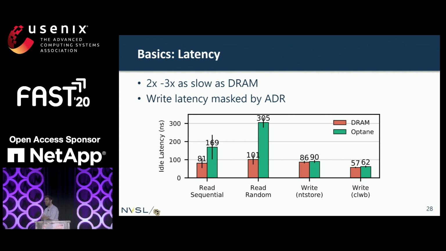In contrast, writes, at least for a single write, so long as we haven't saturated anything, the latency is exactly the same. Why? Because the write is acknowledged as soon as it hits the on-socket integrated memory controller. So this is the same both for DRAM and Optane, so we really see no difference in latency unless you've already saturated the device.